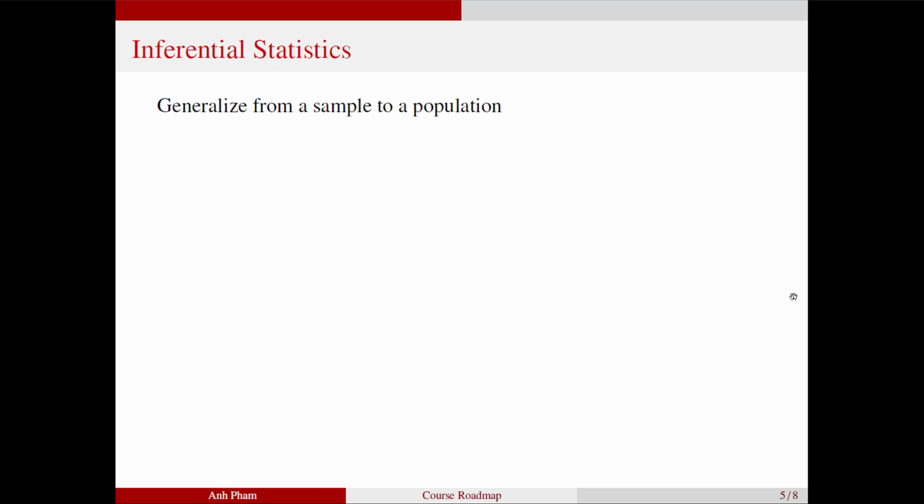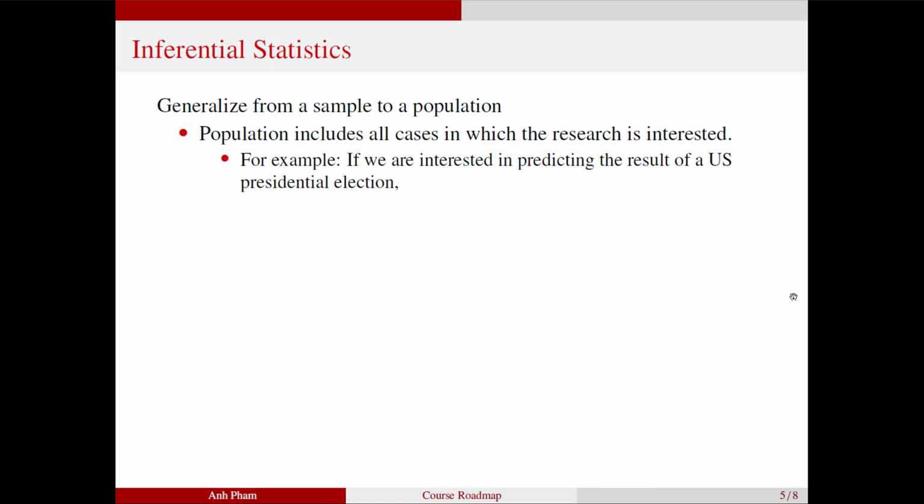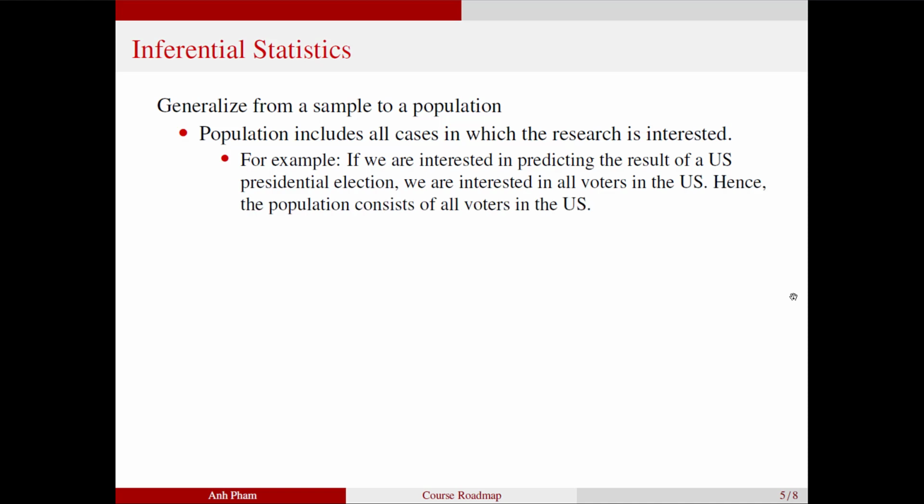Let's go over what sample is and what the population is. Population includes all cases in which the research is interested. For example, if we are interested in predicting the result of a US presidential election, our interest here is on all voters in the US. Therefore, our population consists of all voters in the US.